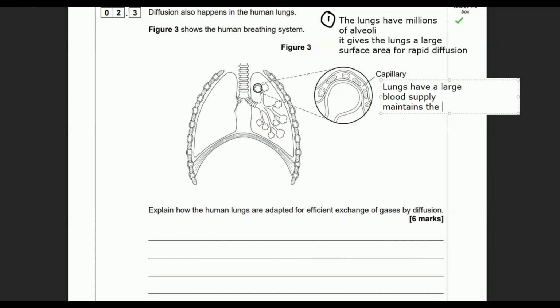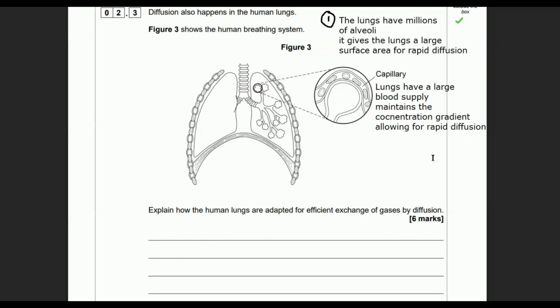maintains the concentration gradient. I reckon this is the hardest marking point. So that maintains the concentration gradient, allowing for rapid diffusion. So it allows rapid diffusion of oxygen into the blood cells and carbon dioxide out. And that would be my second point, although I do think this is probably the hardest point because students have to remember this difficult phrase, concentration gradient. All right, let's go on.